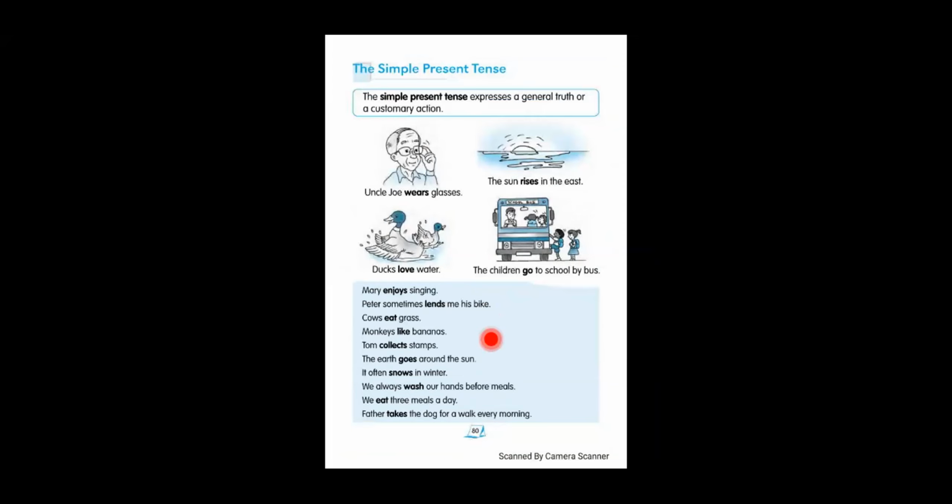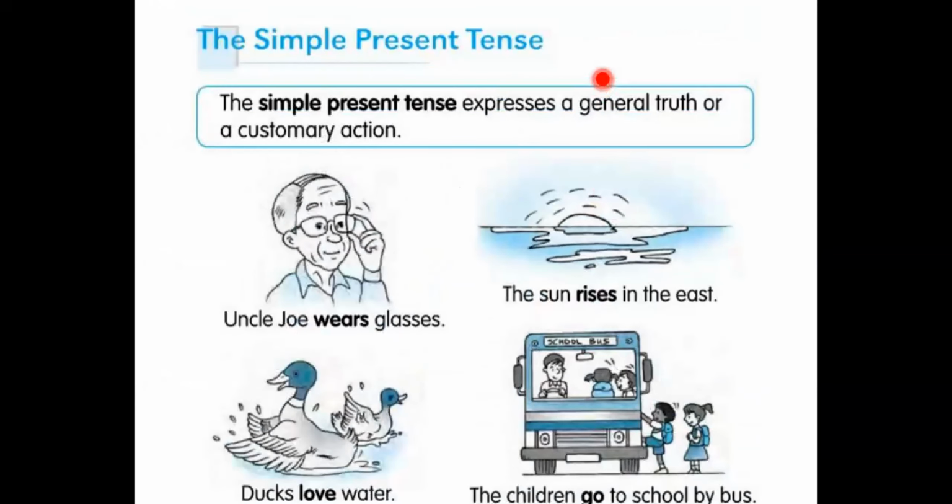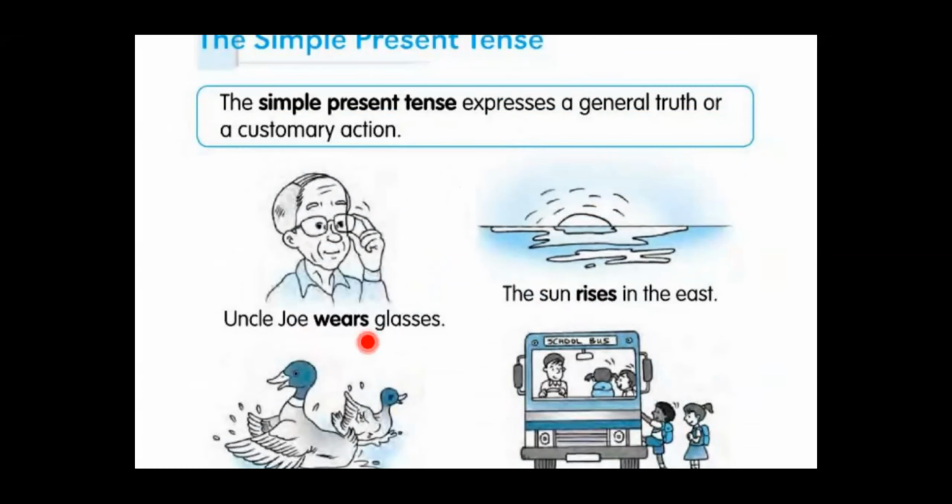So in present tense we have subheadings. Okay, present tense के अंदर क्या आता है? Simple present tense, present progressive tense, or present perfect tense will come. So as we have seen in simple present tense, हमने क्या देखा? Uncle Joe wears glasses. The sun rises in the east. Here, what have we seen? Here, sometimes we add s when we are talking about singular, and we sometimes don't add an s, right?